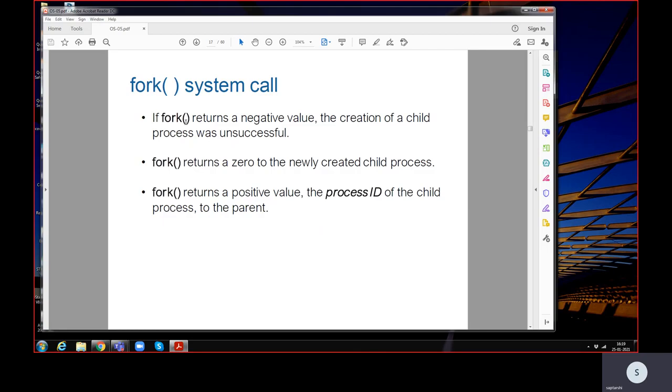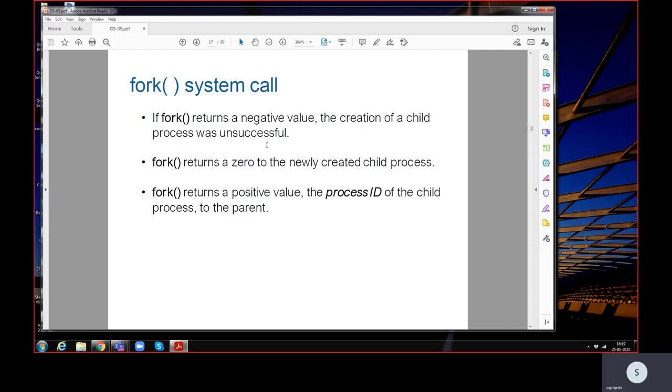We are not discussing the possible reasons in detail, but let's say that in some kernels there is a limit to the number of new processes that one process can create. So if this process is trying to create too many processes, then at some point fork may return a negative value. This provision is there so that fork can indicate back to the process that a child could not be created.